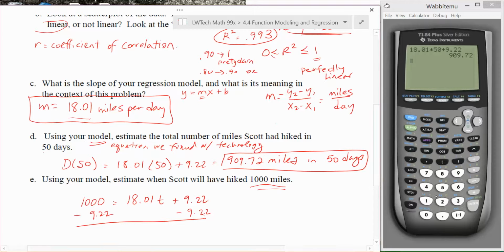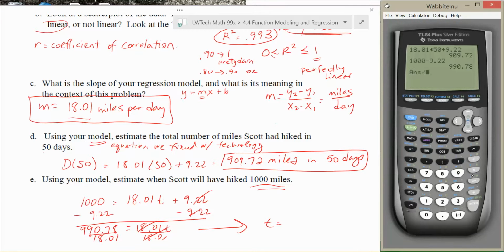If we do that over here, 1,000 minus 9.22 is 990.78, which equals 18.01 T. Divide both sides by 18.01, so we'll divide our last answer by 18.01. And that gives me 55.01 days.